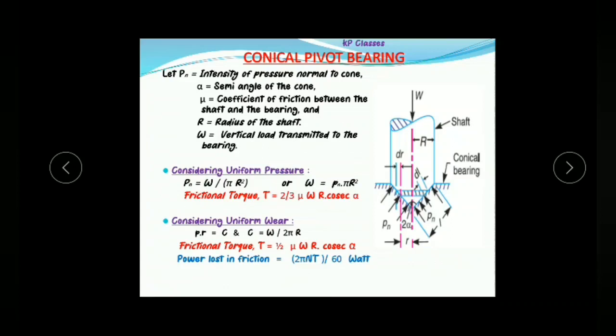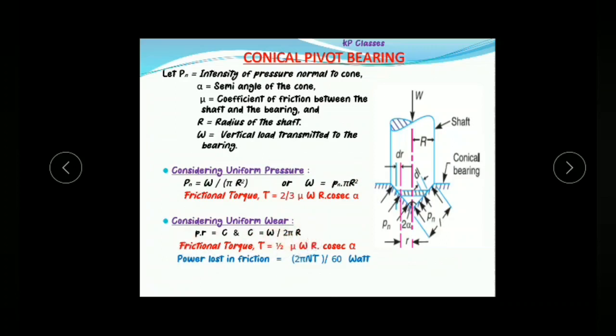Mu equal to coefficient of friction between shaft and bearing. R equal to radius of the shaft. W equal to vertical load transmitted to the bearing. Considering uniform pressure, normal pressure equal to W by pi r square, or W equal to normal pressure into pi r square. Frictional torque is 2 by 3 mu WR cosec alpha. In pivot bearing, frictional torque under uniform pressure equal to 2 by 3 mu WR, but here 2 by 3 mu WR cosec alpha is multiplied here.